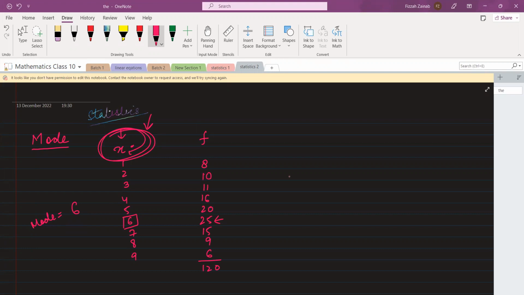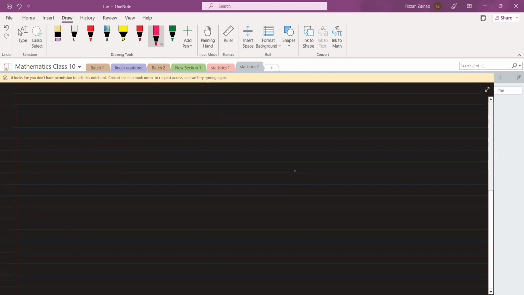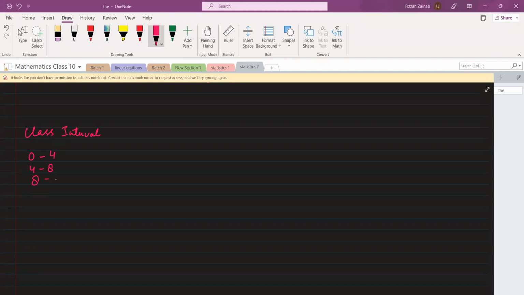But in class 10th, we have to learn about continuous distribution of data and how to find its mode. So let us do it. I am taking an example. Let's say this is my class interval here. Any class interval. So I'm taking 0 to 4, then 4 to 8, 8 to 12, 12 to 16, 16 to 20, 20 to 24, 24 to 28, 28 to 32, 32 to 36, and 36 to 40, right? These are my class intervals.